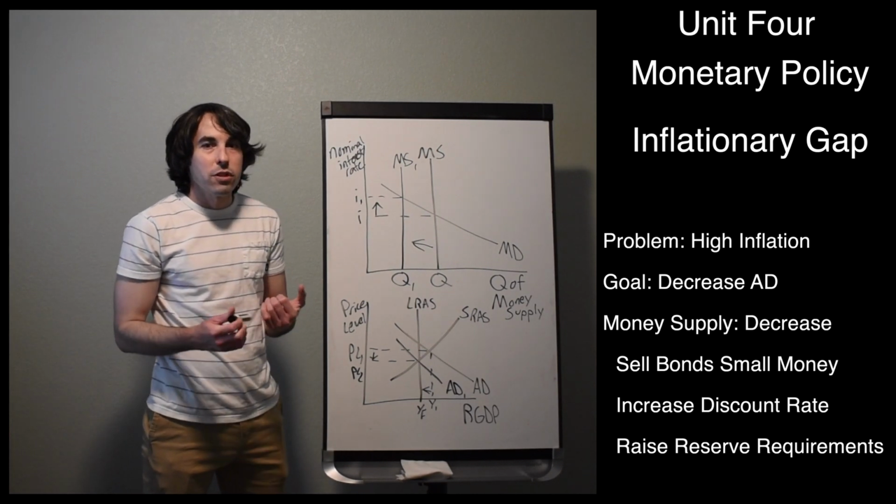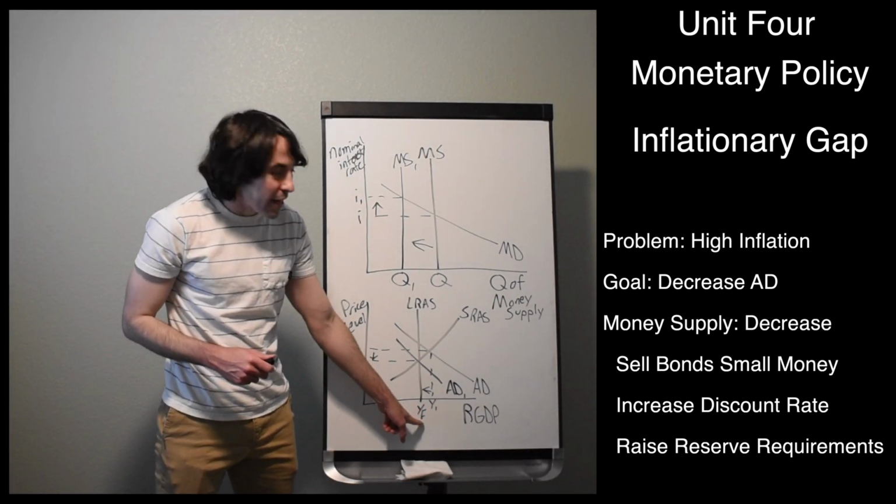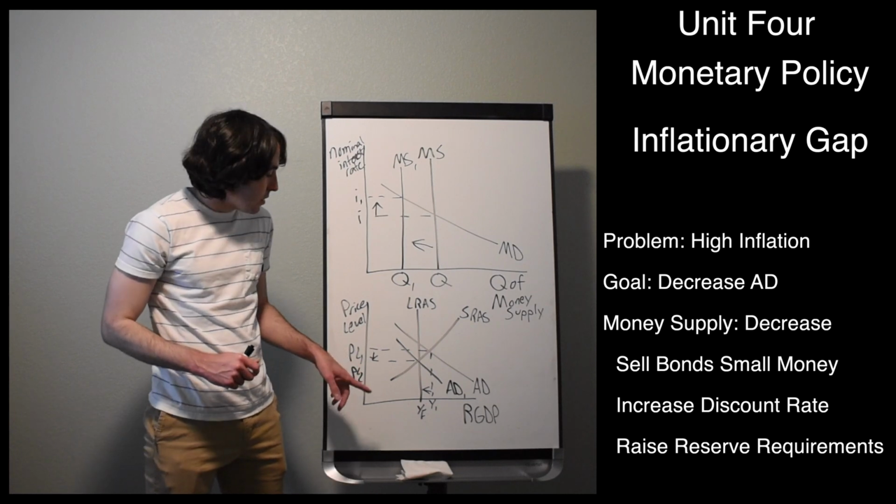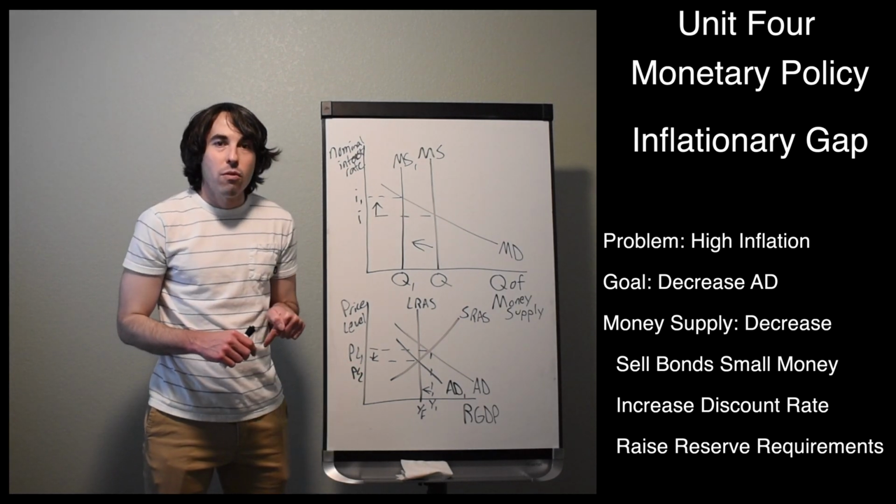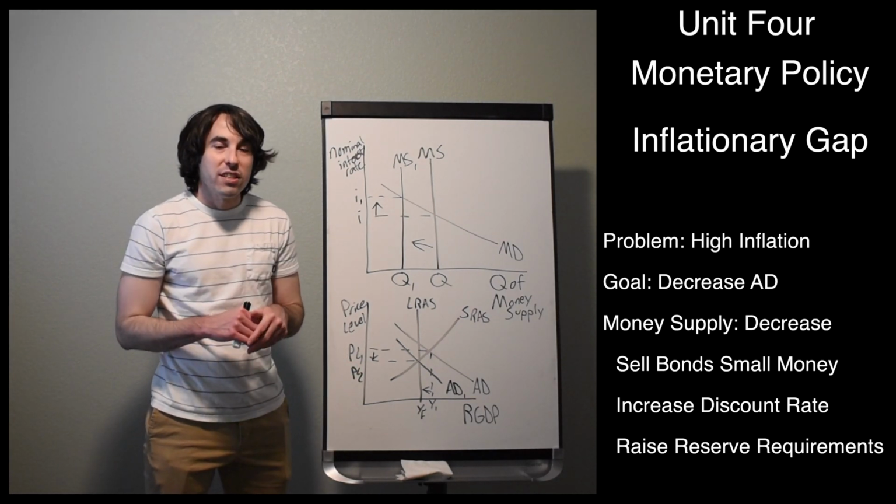The unemployment rate goes up a little bit, but we still are at the natural rate of unemployment, so that's not that big a deal. But the price level will come down, which is what we wanted. We wanted inflation to decrease.